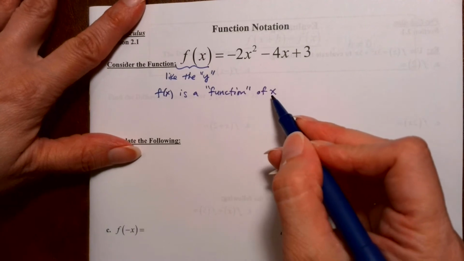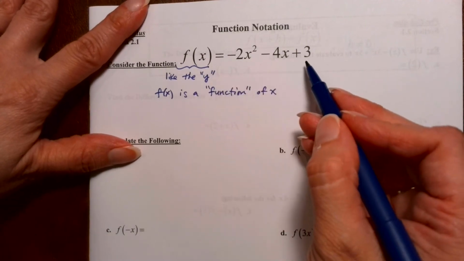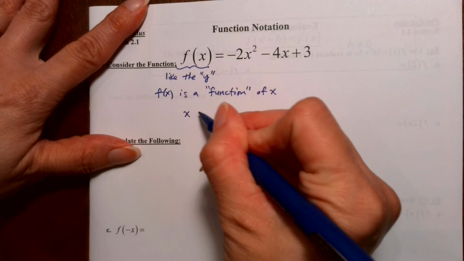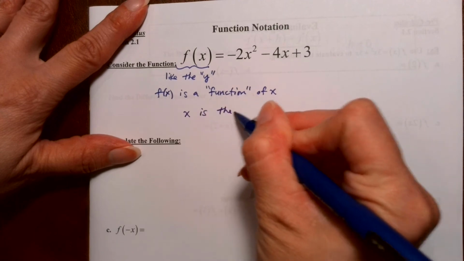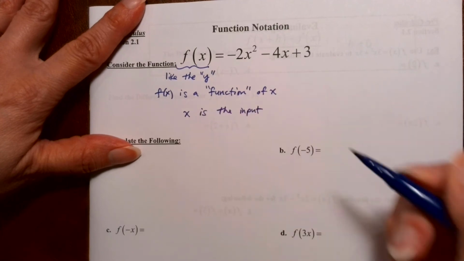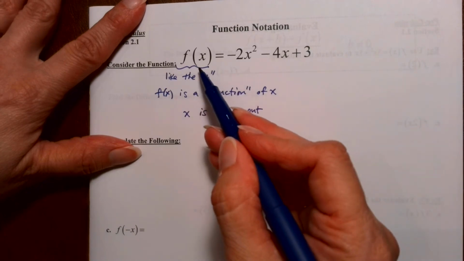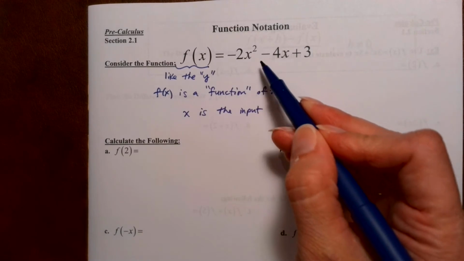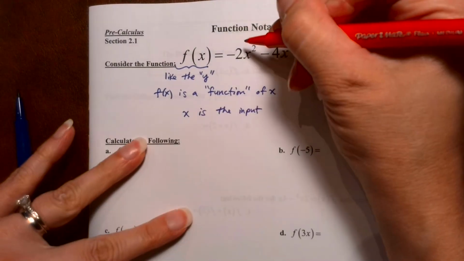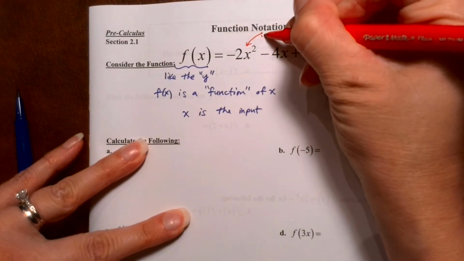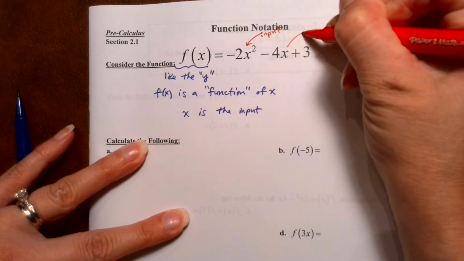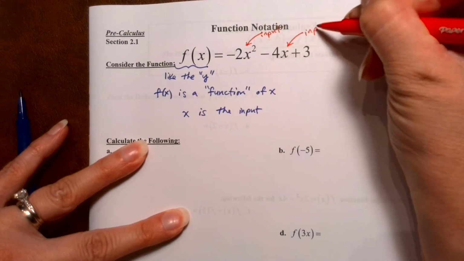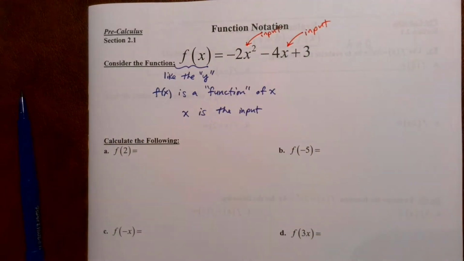When they say of x, that means containing variable x. Okay, and x is the input. So f of x, the formula is negative 2x squared minus 4x. So the x right here, this is where you put the input. And this x right here, that is also where you would put the input. Okay? So we're going to do some calculations here.